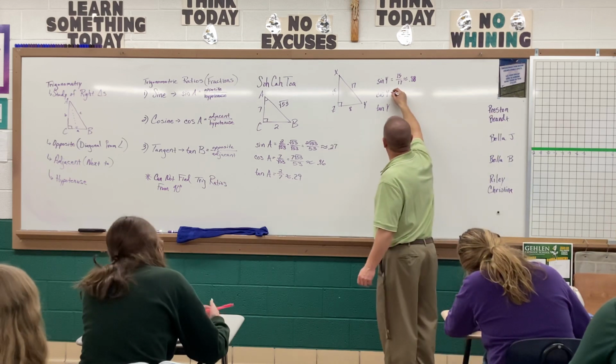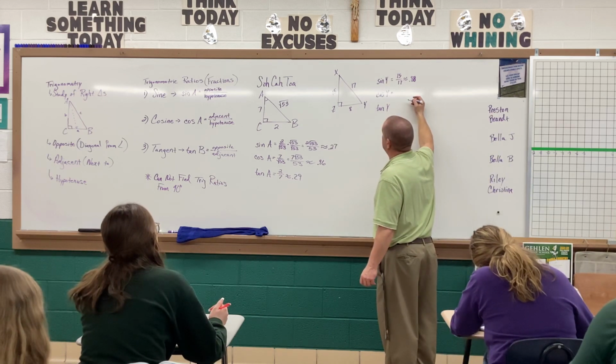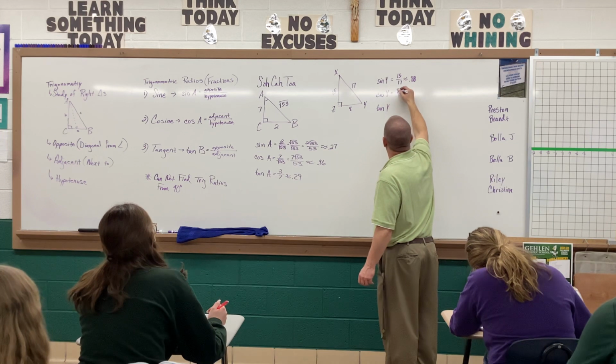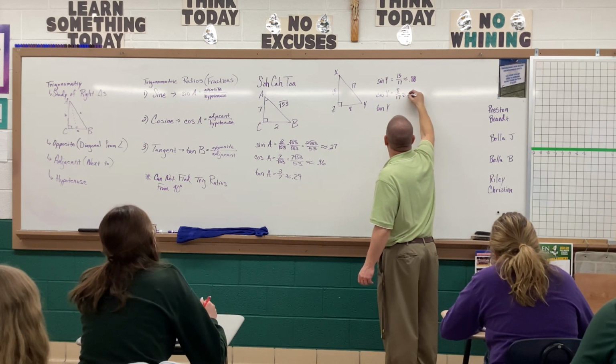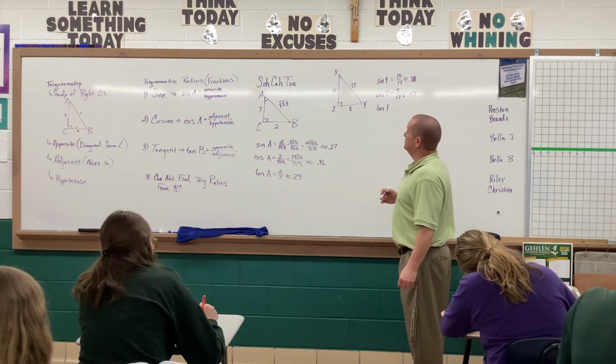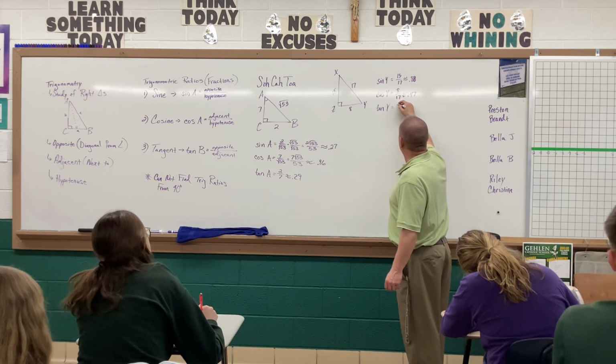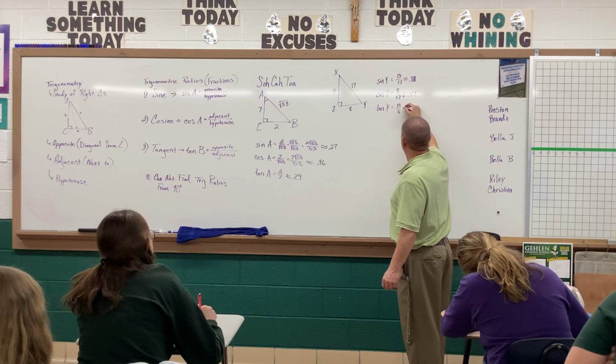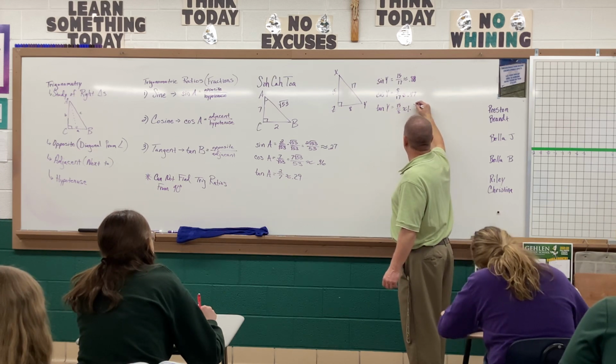Cosine. 8 over 17. Say it one more time. 0.47. And tangent. 15 over 8. And then 1.875.